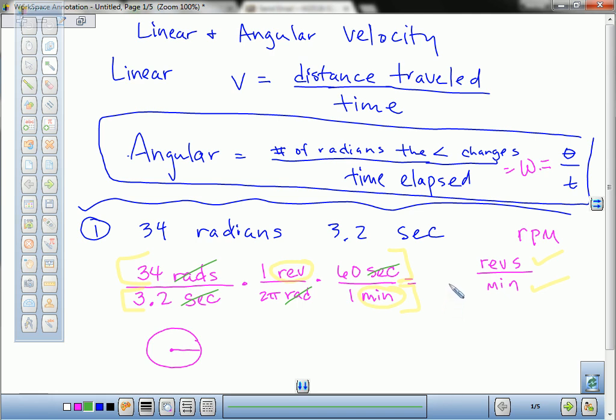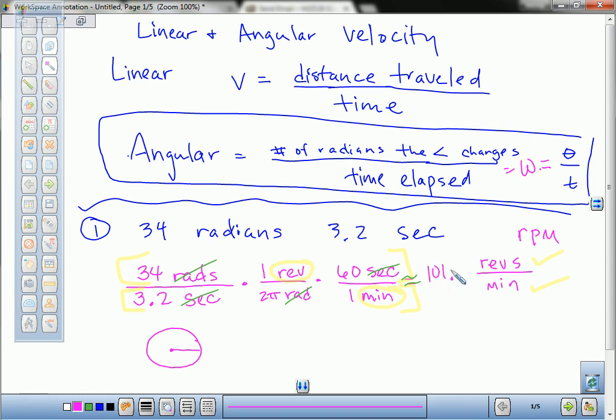Okay, so the question was, is it necessary for me to leave my answer in terms of pi? No. Go ahead and multiply pi in. Okay, so you get approximately how many revolutions per minute? 101.